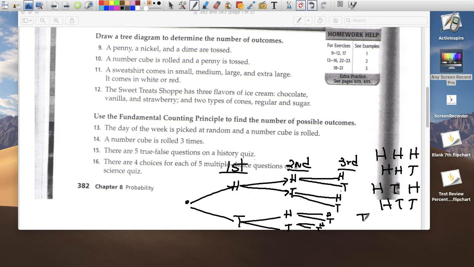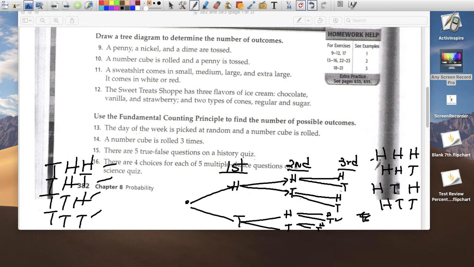At the bottom, you can get tails, heads, heads. Oh, I'm not going to have room, so I'm going to write over here. You can get tails, heads, tails. Then you can have tails, tails, heads. And you can have tails, tails, tails. That gives you 1, 2, 3, 4, 5, 6, 7, 8.